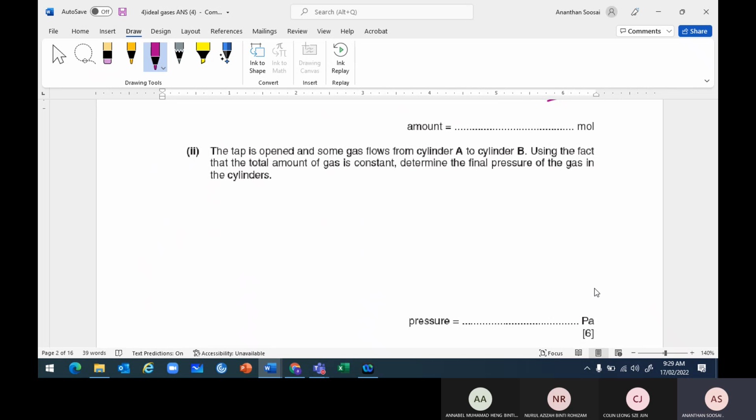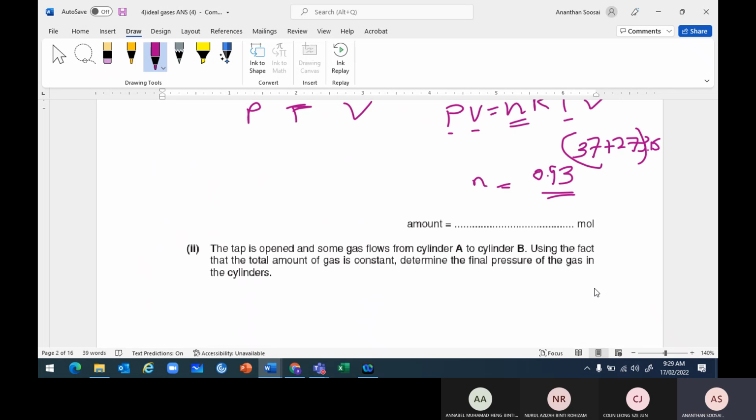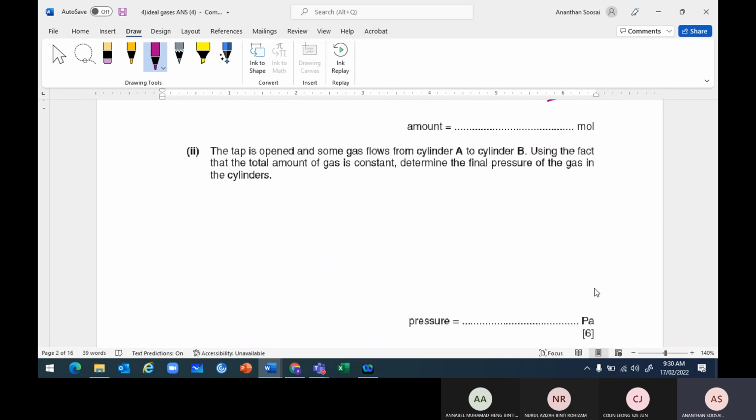Okay, so let's see how many of you can get the answer. Earlier it was 0.93 mole contained in container B. Okay, please calculate. Using the fact that the total amount of gas is constant, determine the final pressure of the gas in the cylinder. When you open the tap, all the particles mix up. What happens to the pressure in the gas? How much?